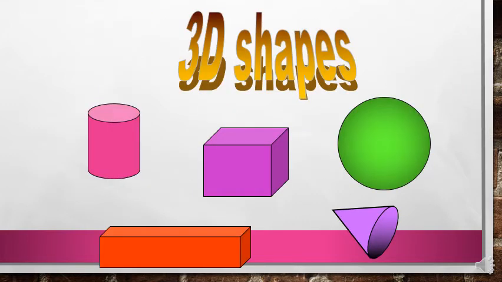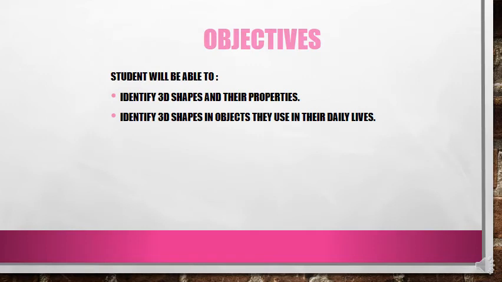And now let's learn about the 3D shapes. So the objectives for the 3D shapes lesson are: students will be able to identify 3D shapes and their properties, and identify 3D shapes in objects they use in their daily lives.